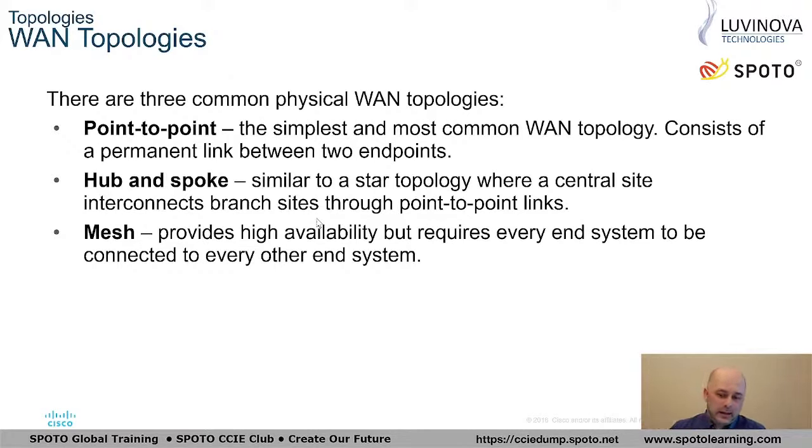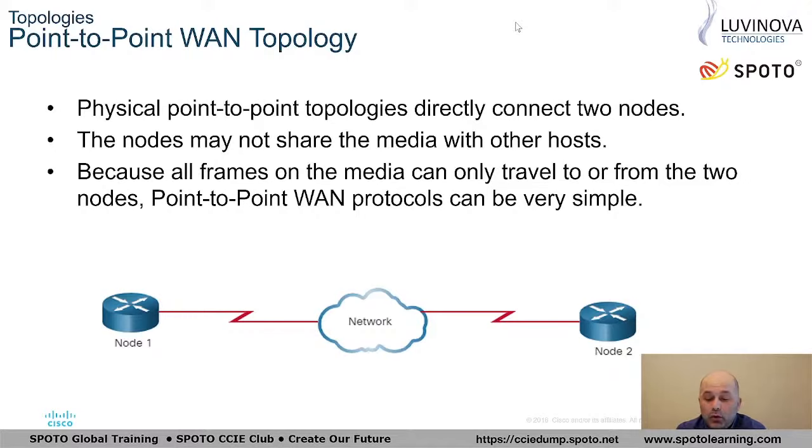What else do we have? Point-to-point WAN technology. It is a physical point-to-point technology directly connecting two nodes, as we already talked about. The nodes may not share the media with other hosts. It means one device is pointed directly to another device. The nodes may not share the media with other hosts, because all frames on the media can only travel to or from the two nodes. Point-to-point WAN protocols can be very simple.